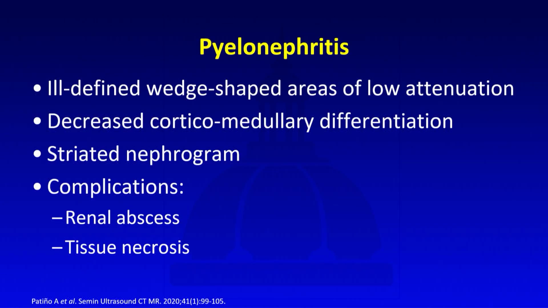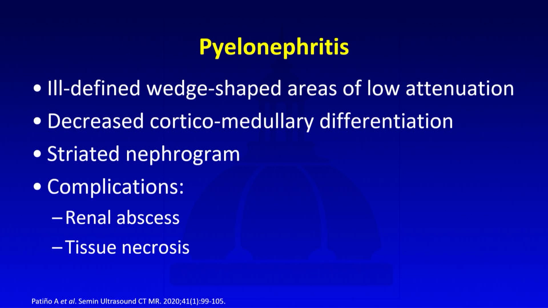And when we think about infection traveling up, it can also involve the kidney. So pyelonephritis, we classically see ill-defined wedge-shaped areas of low attenuation, decreased corticomedullary differentiation with a striated nephrogram. From a technical standpoint, these findings are best seen on the venous and delayed phase images.